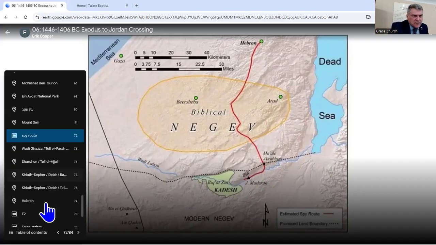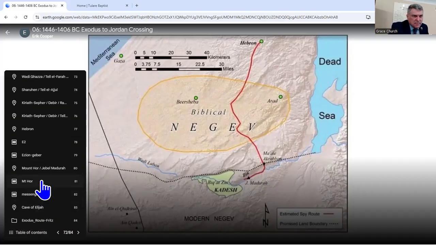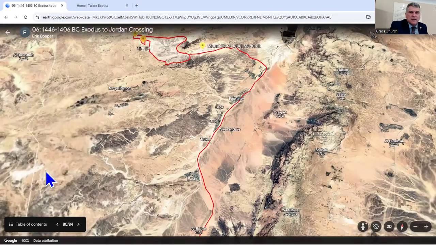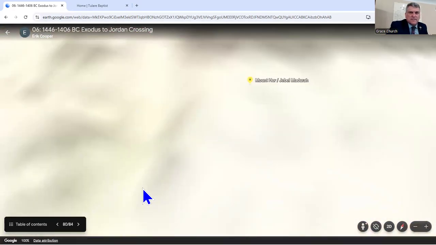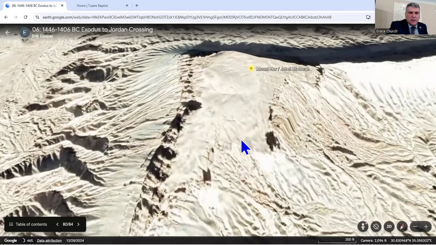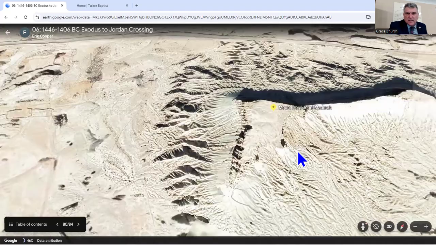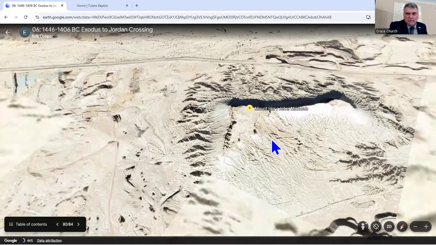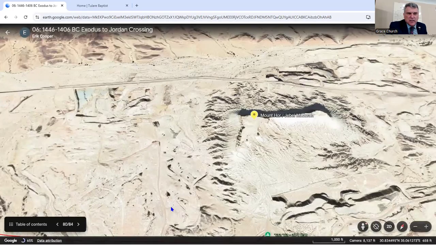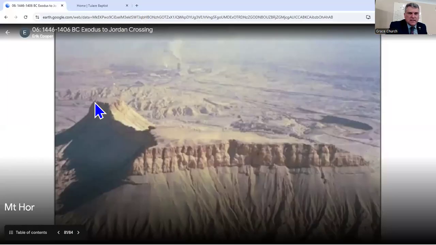Let's go down here. We'll see what we're talking about here. So here's that wilderness of Zin. And here we see this pointy mountain here. This will be Mount Hor in the Bible. Its modern name is Jebel Madura. And there's a picture of it. You can see kind of the point there. Spoiler alert, this is where Moses' brother Aaron will be buried.